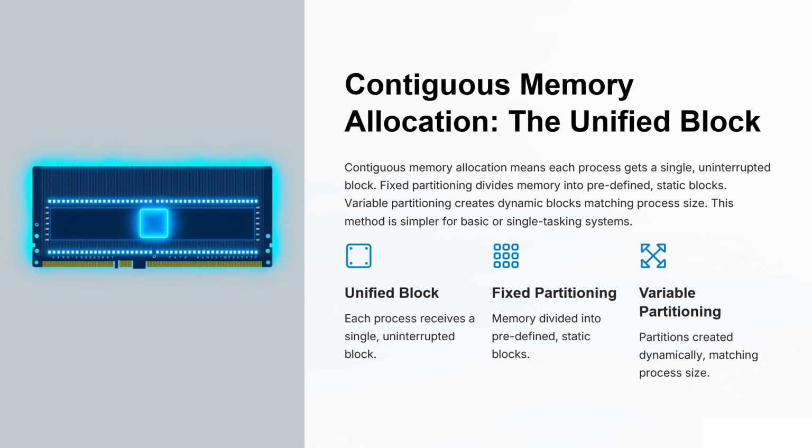First is unified block. Each process receives a single and uninterrupted block. Second is fixed partitioning, where memory is divided into equal or unequal fixed-size blocks at boot time. Next one is variable partitioning, where partitions are created dynamically based on the size of the process at runtime. This method is very easy to understand and fast to execute, which makes it ideal for simple systems like embedded devices or other operating systems.